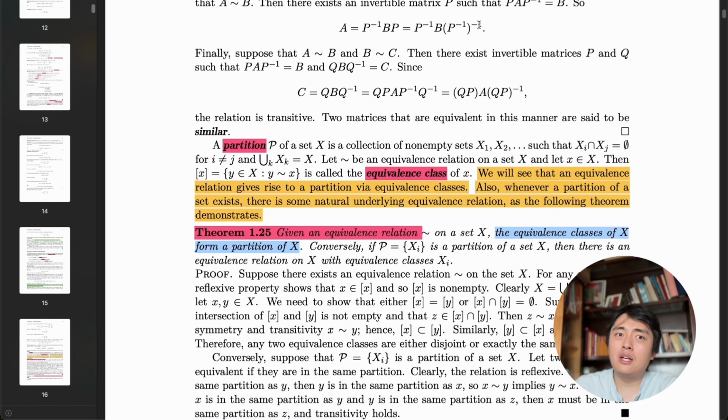Okay, so this concludes the section. In the next video, we're going to look at some reading questions from the same chapter and look at some other proofs more carefully.